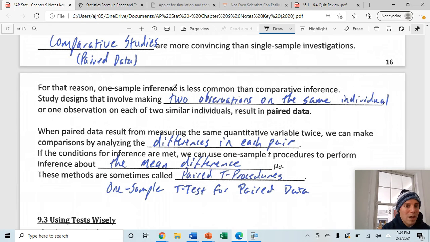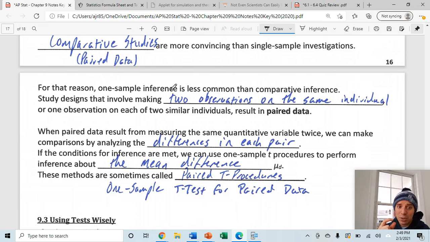Continuing on, though, let's fill in some other things in the notes. With paired data, we're dealing with a comparative study. And a lot of times they're more convincing than a single sample study. So it's a really important thing for you to understand. For that reason, one sample inference is less common than comparative inference. That's study designs that involve making two observations on the same individual, or one observation on each of two similar individuals, like I was saying, which is paired data.